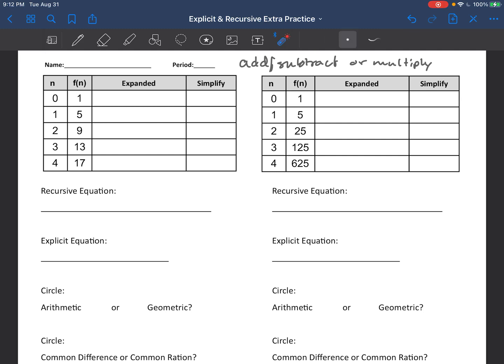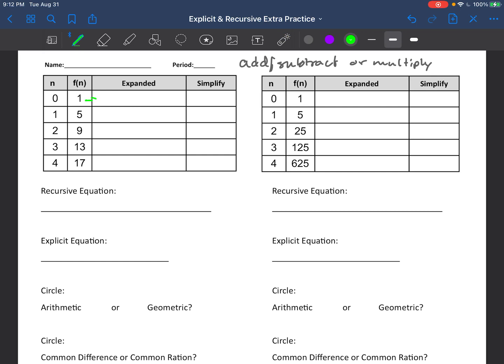So let's look at our first example here on this side. We got 1, then 5, then 9, then 13, then 17. Well, let's see if 1 plus 4 works. So 1 plus 4 gives us 5. 5 plus 4 does give us 9. So that works down our table. So we're adding. This is arithmetic.